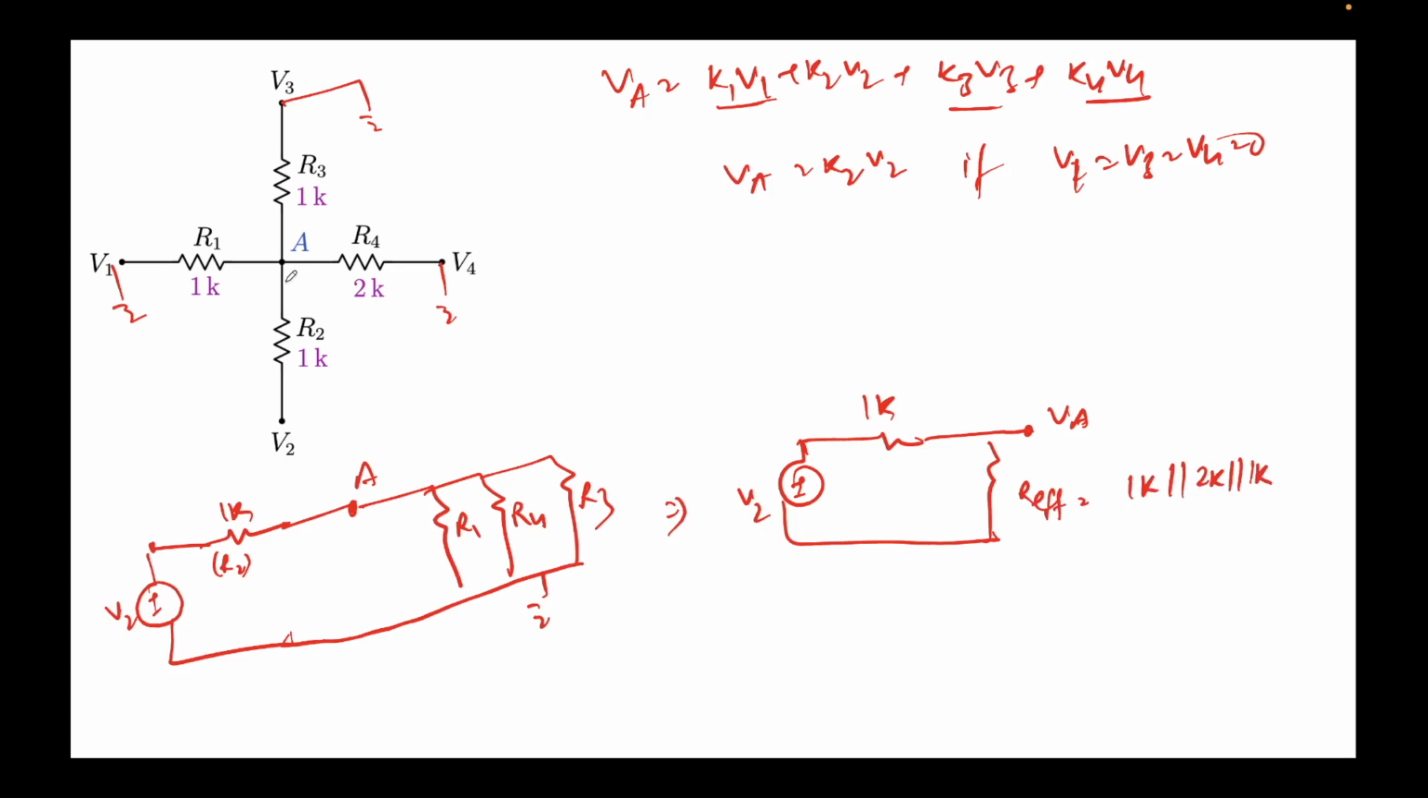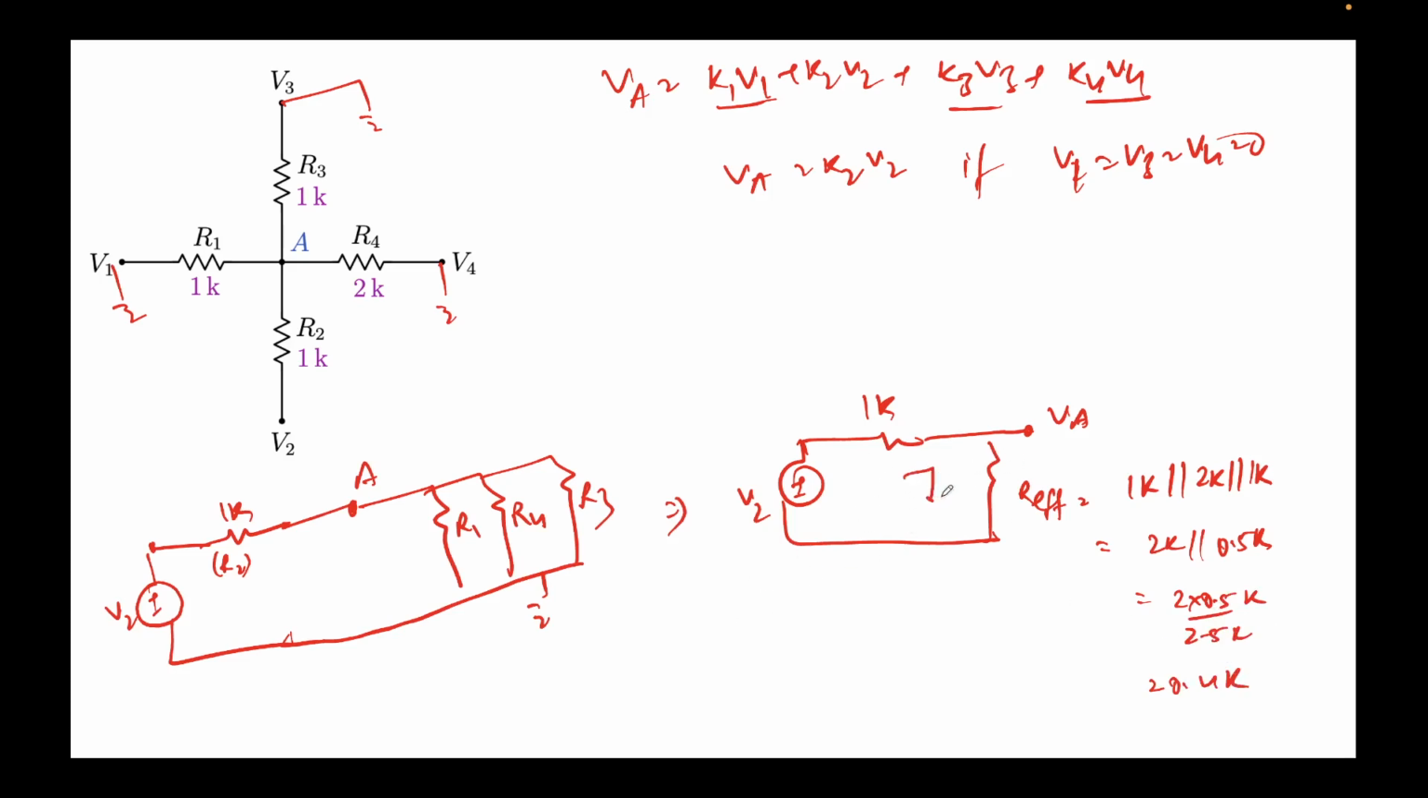K2 V2, yeah, 1K and 2K. Okay. So this will again come out to be 2K parallel 0.5K. This will be 2 times 0.5K over 2.5. So this will again be 0.4K. So this will exactly be the same as the last time.